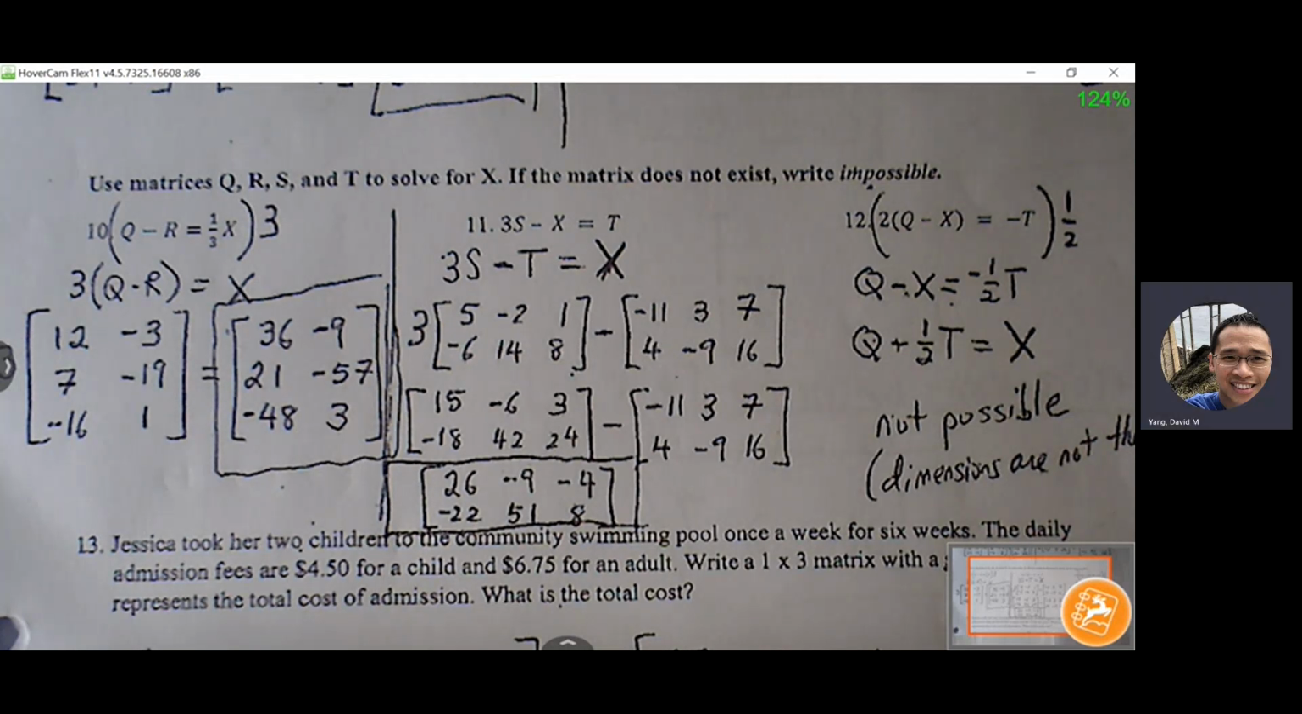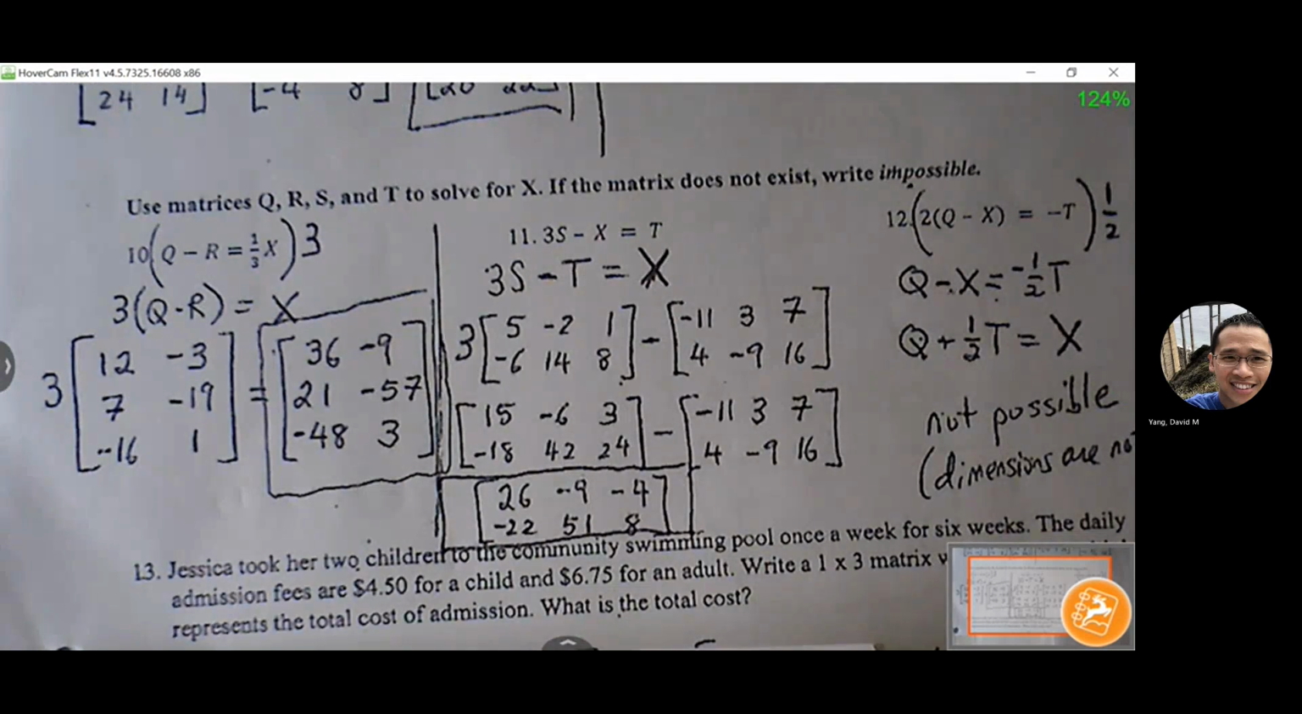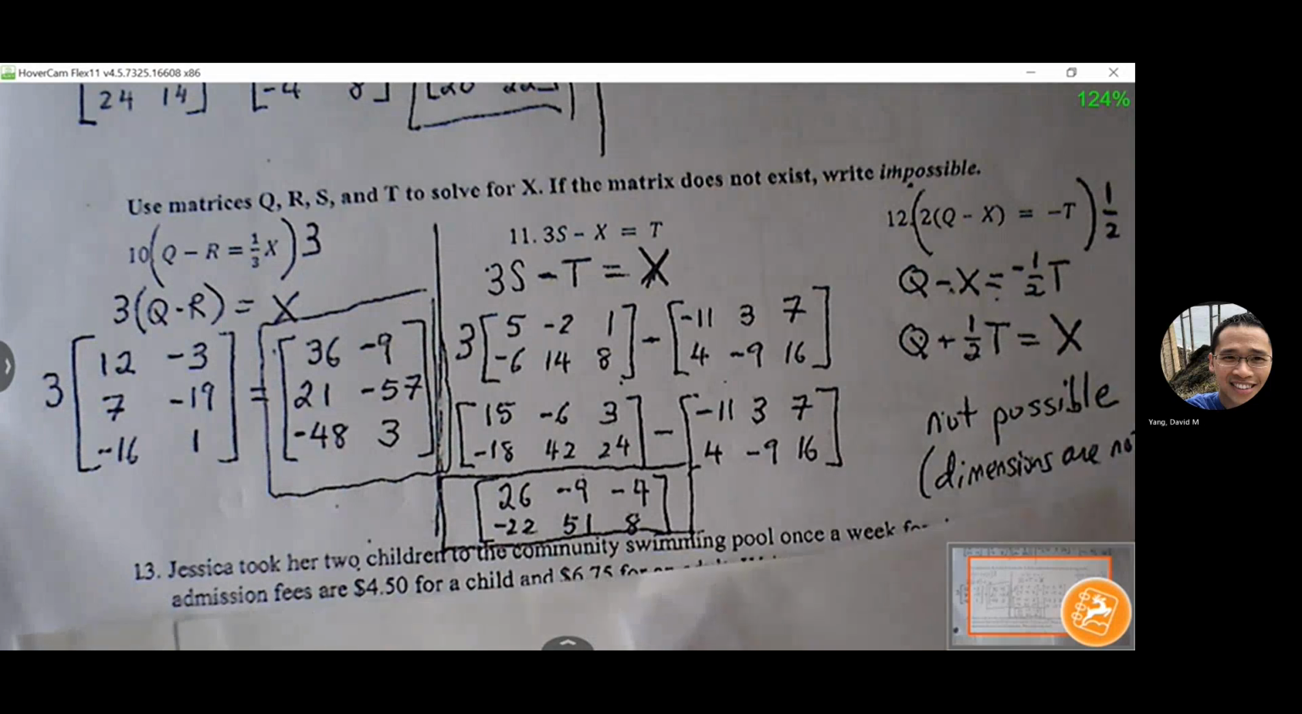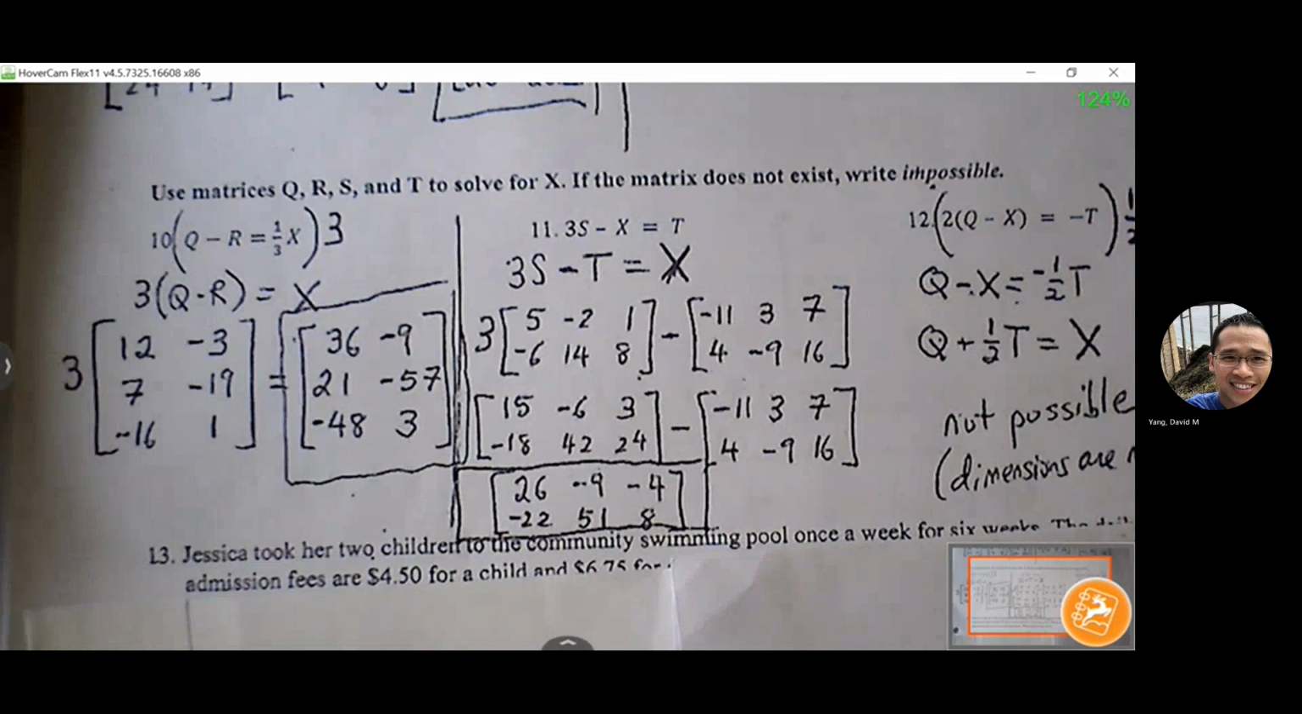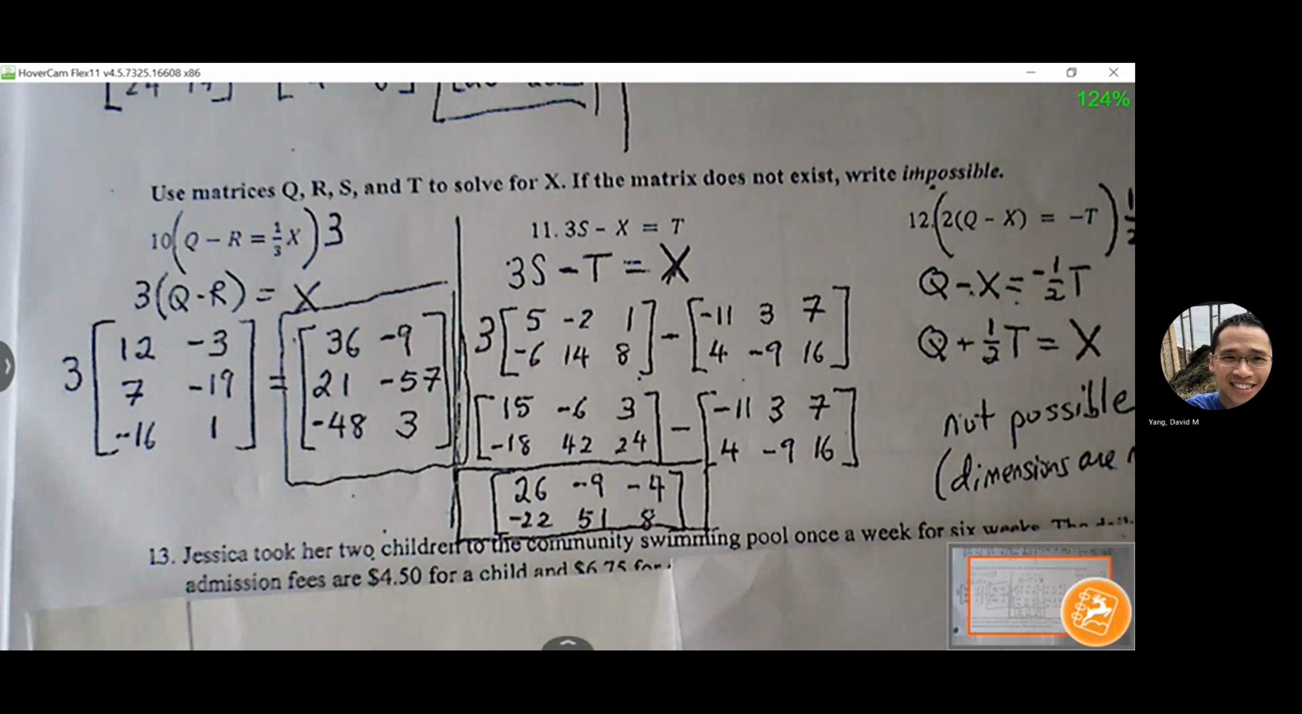So for number 10, I subtracted Q minus R first, and then I multiplied through by 3. For 11, I did the scalar multiplication for S, and then subtracted T. Yeah, make sure that you do 3S first before you subtract the T, right? You want to get this cleaned up before you deal with the two matrices subtracting each other.